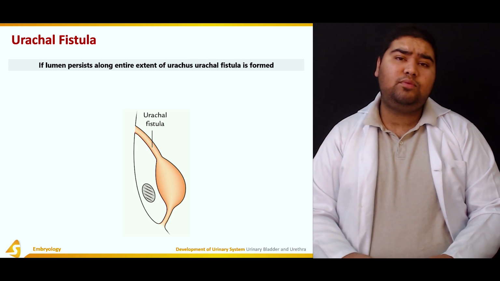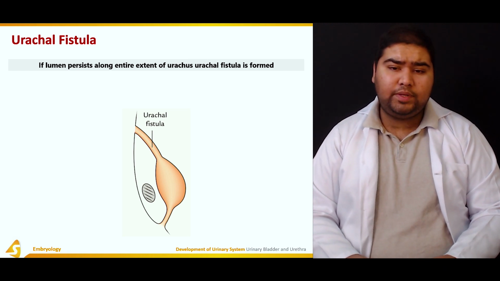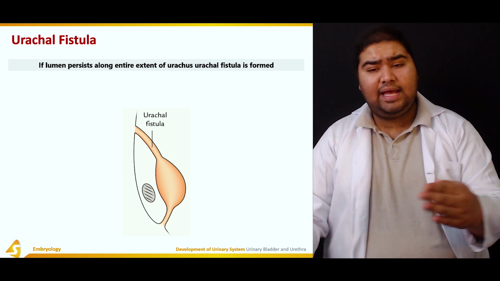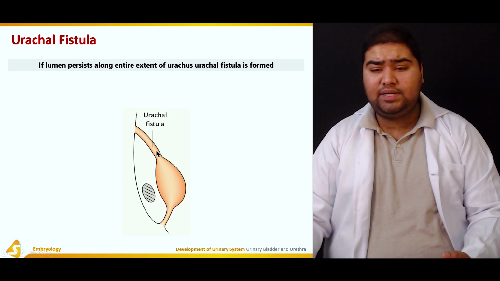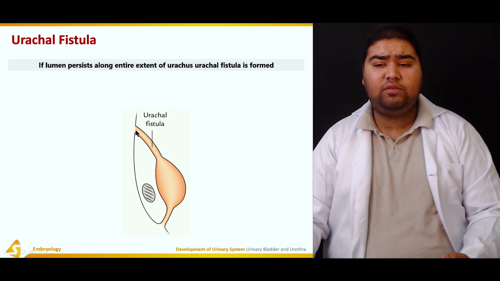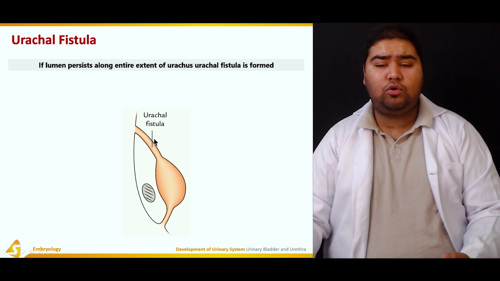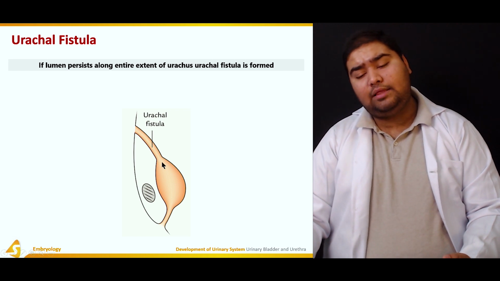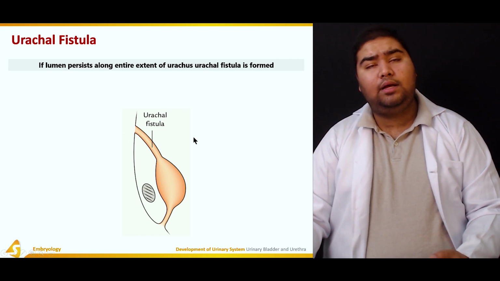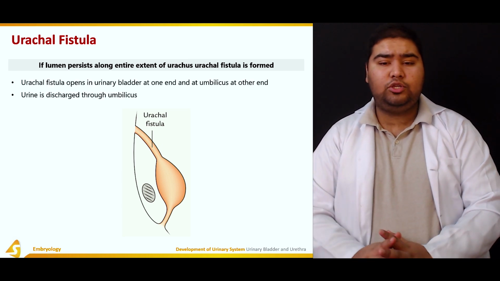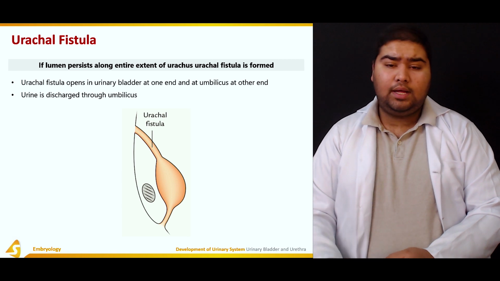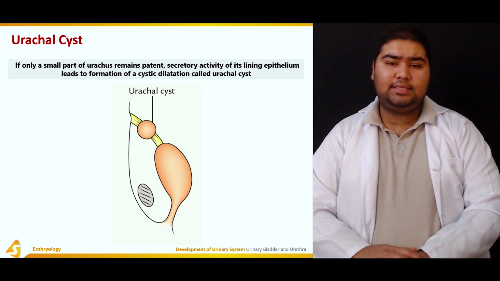Fistula is a connection with both the ends open. So if the lumen, the entirety of the allantois, persists throughout, this forms a urachal fistula, which is open at the bladder at one end and at the umbilicus at the other. So urine may discharge through the umbilicus in this case.